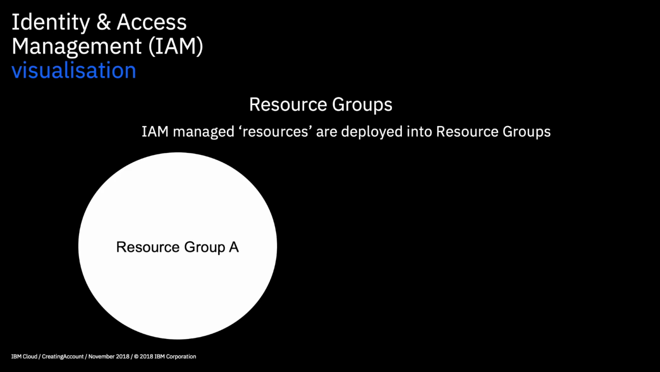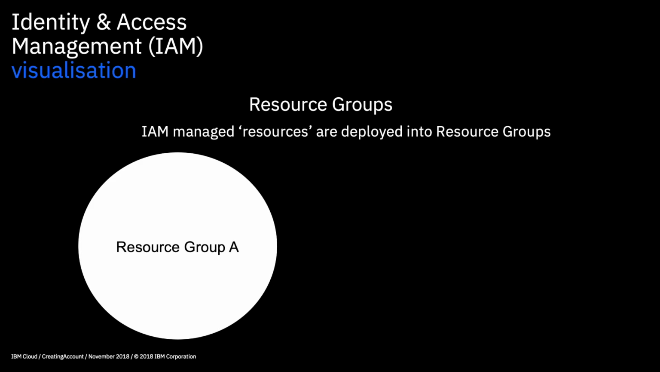Well, as I said, resources are deployed into resource groups, and a resource is basically an application, service instance, container cluster, storage volume, or virtual machine that is managed via IAM. Each IBM Cloud account therefore needs at least one resource group, and indeed every account comes with a resource group pre-created, which is called default.